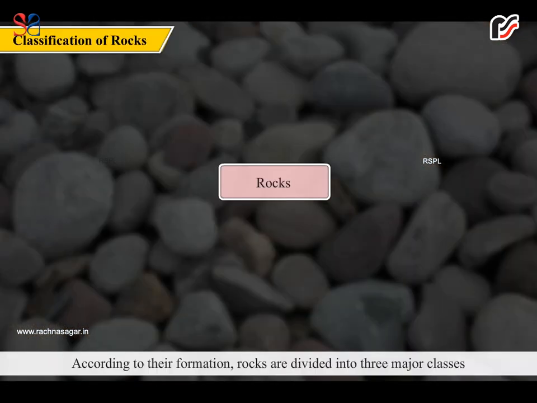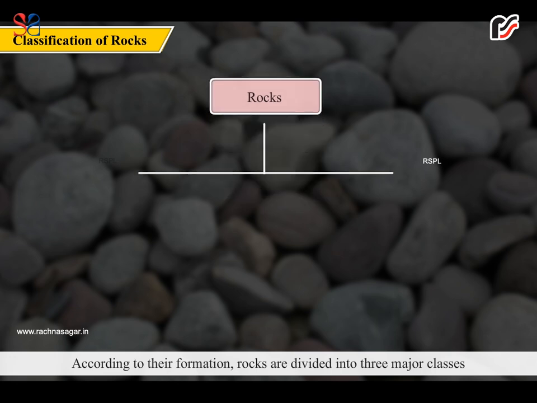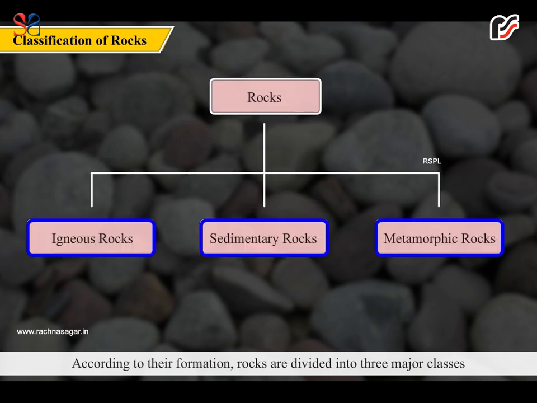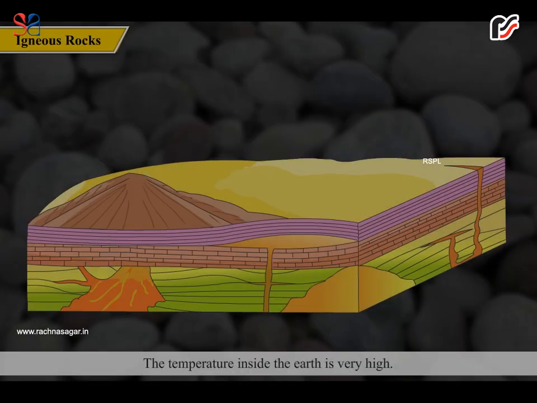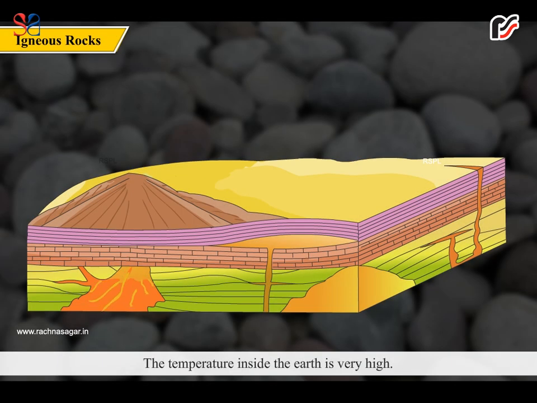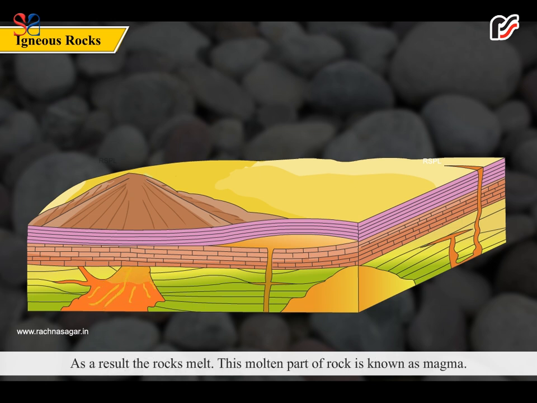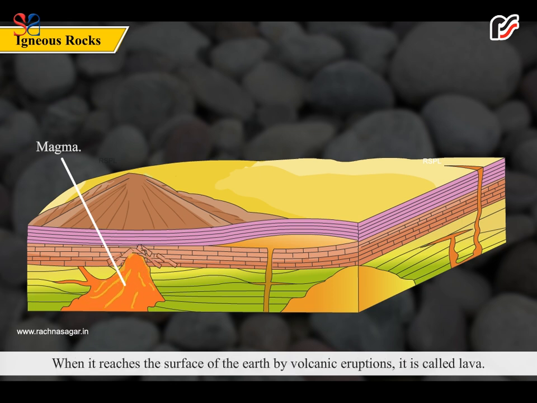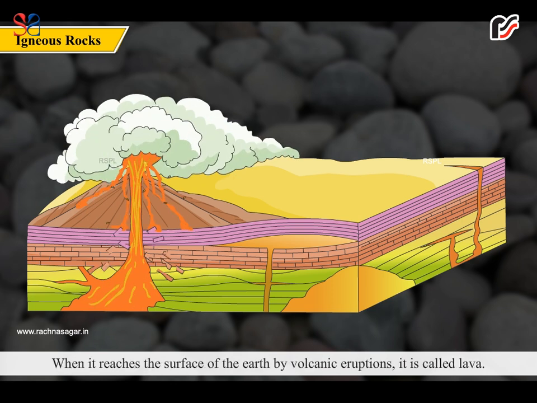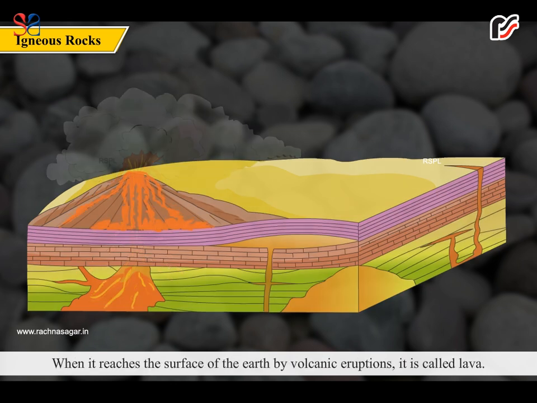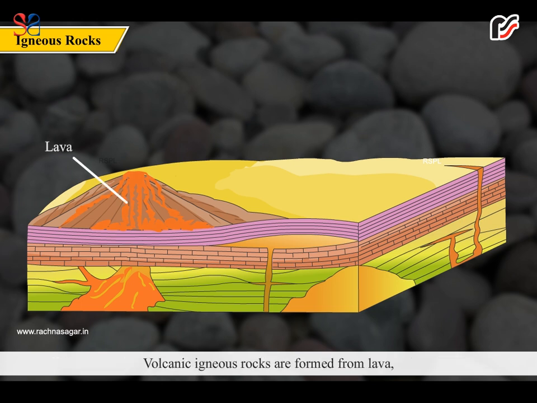Classification of rocks. According to their formation, rocks are divided into three major classes. Igneous rocks. The temperature inside the Earth is very high. As a result, the rocks melt. This molten part of rock is known as magma. When it reaches the surface of the Earth by volcanic eruptions, it is called lava.